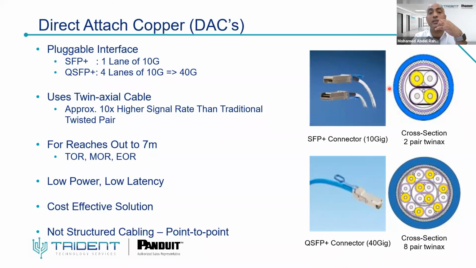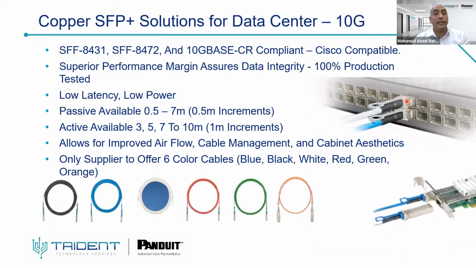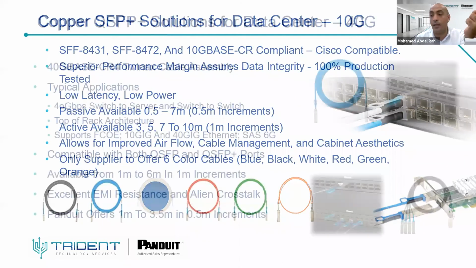This cable has around 10 times higher speed or data rate when compared to the twisted pair cable, and it is low price, low power consumption, and a plug and play solution from Panduit. It can support, as we said, 10 gig. As you can see, it is SFP plus to SFP plus for shorter distance, up to 5 meters or 7 meters for the passive, or up to 10 meters for the active solution to support 10 gigabit per second.